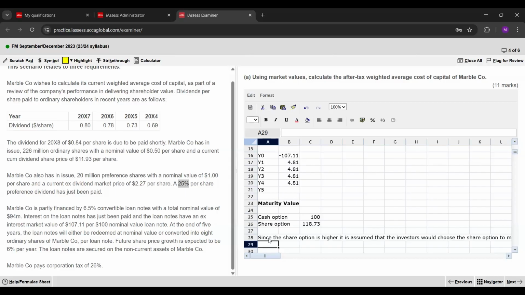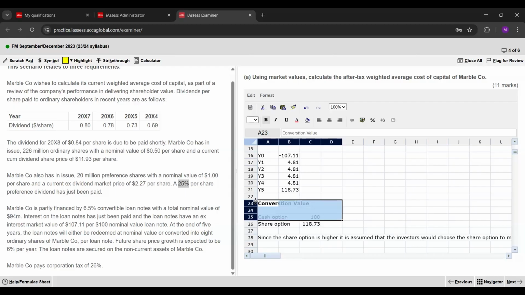Okay. So this line is very important. This point is very important. If you just put 118 over here, the examiner is not going to award you the marks for the conversion value. So we'll change this to maturity value versus conversion value. Otherwise you will not get the marks. So you have to write down this assumption which we are making. Say we are assuming that investors will go for the share option because it will increase their wealth.